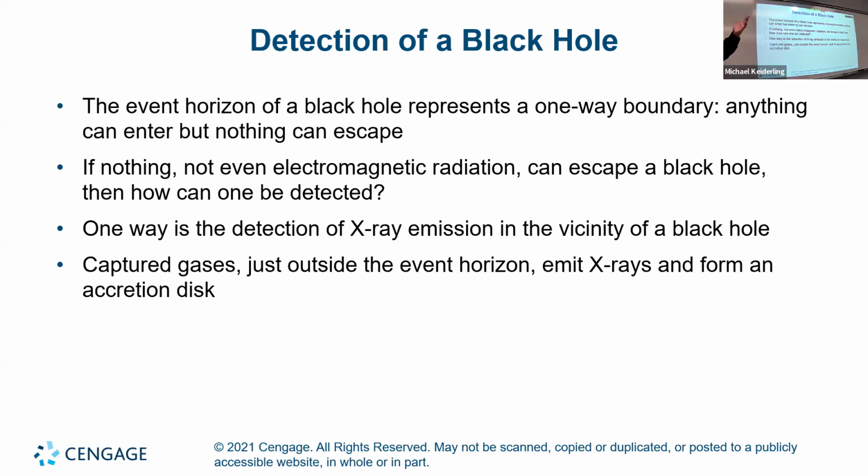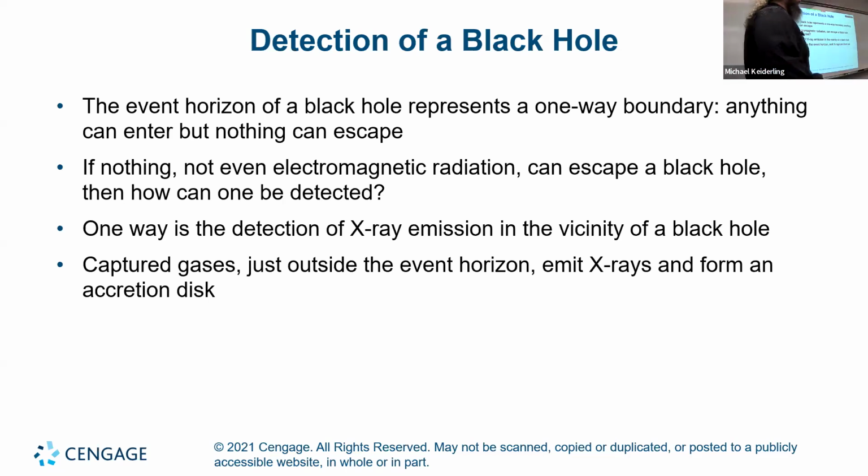So the way you detect a black hole, well, you can't see it. It's not emitting any light because the event horizon of a black hole is a one-way boundary. Anything can enter, but nothing can escape. But if nothing can escape from a black hole, how can it be detected? Well, it's still got gravity, and that's affecting the area around it.